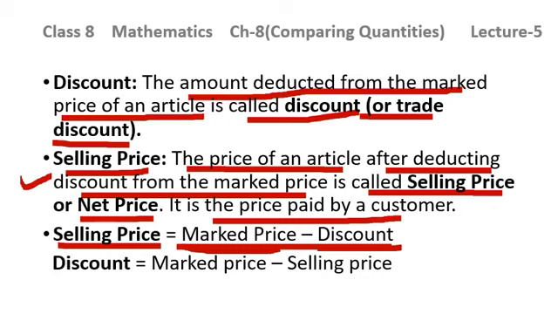Then if I need to write discount in terms of this formula, how will I write it? Discount can be given as marked price minus selling price. Discount will be shifted to the left hand side, and then discount will be marked price minus selling price.